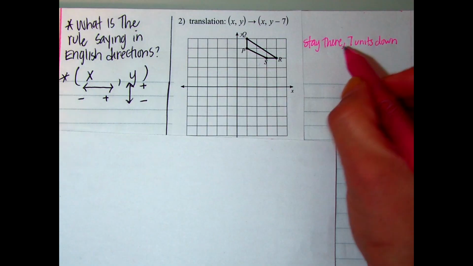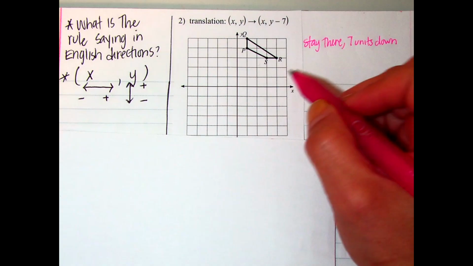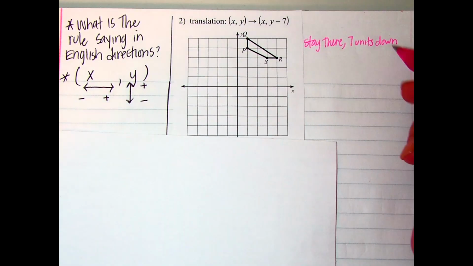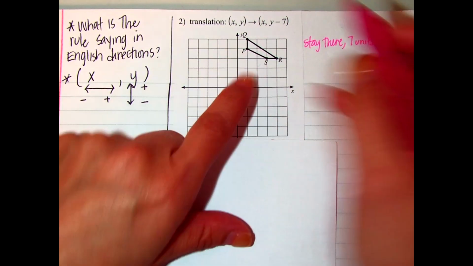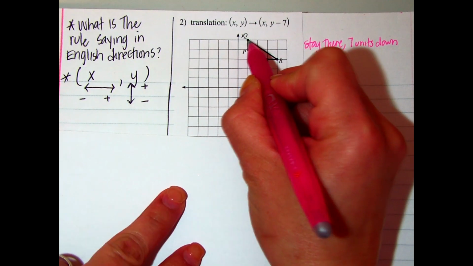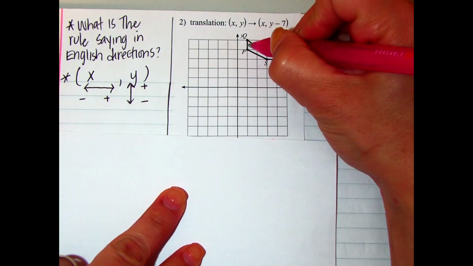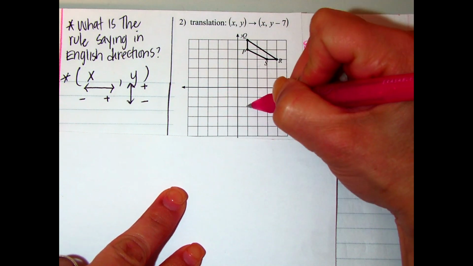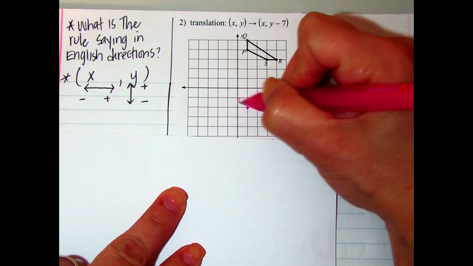Okay? By stay there, I mean I'm not moving left or right. So we are going to just wait until we perform the second translation. Okay? So here we go. From Q, I stay there, and now I'm going to move 7 units down. So I'm going to count: 1, 2, 3, 4, 5, 6, 7. This now becomes Q prime.